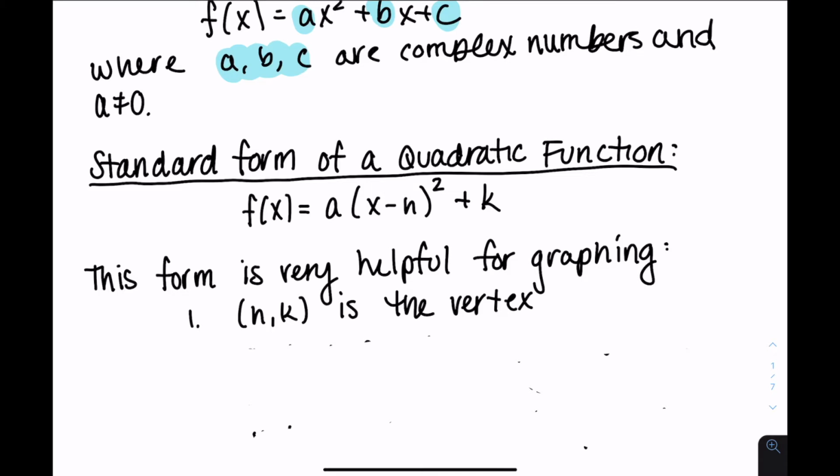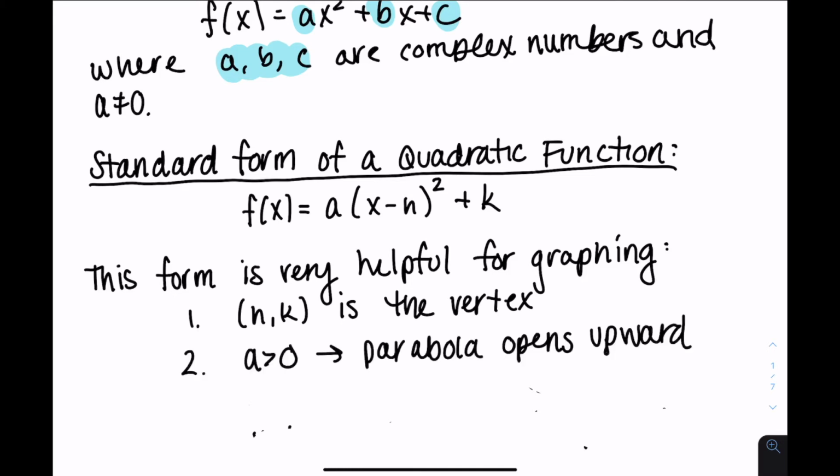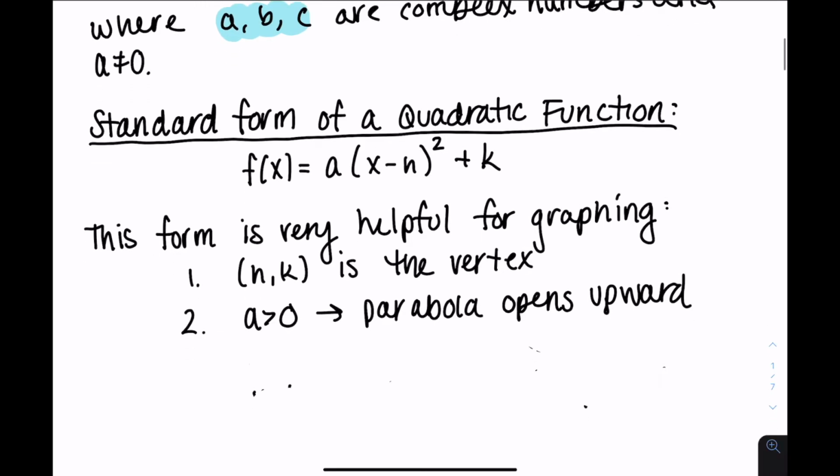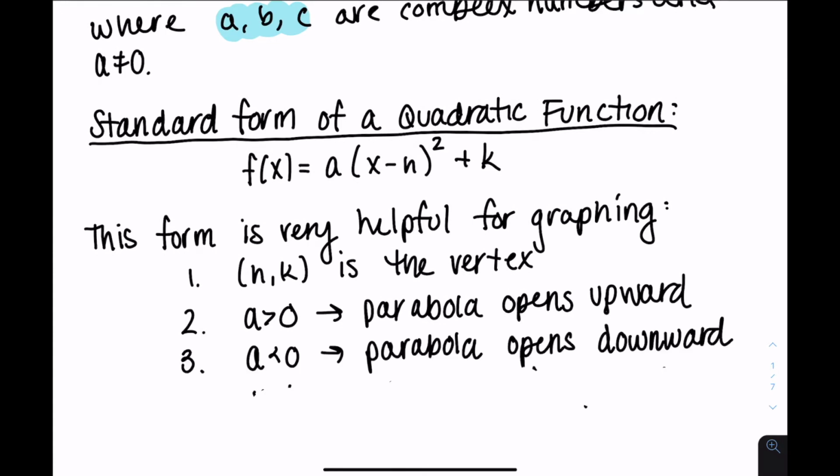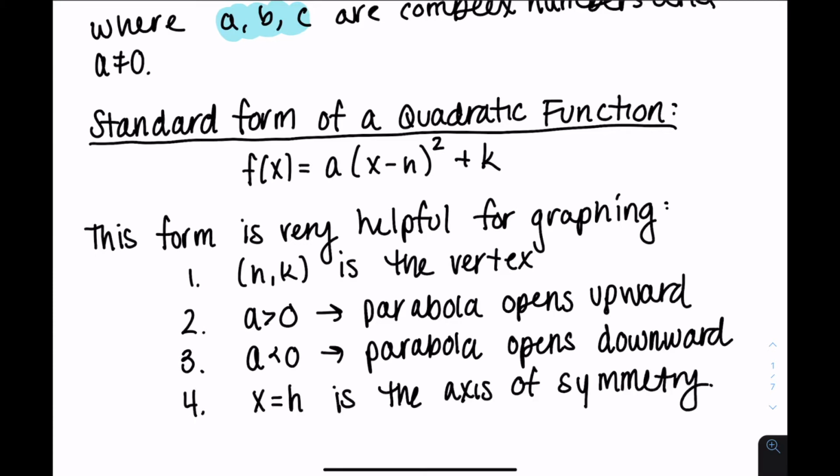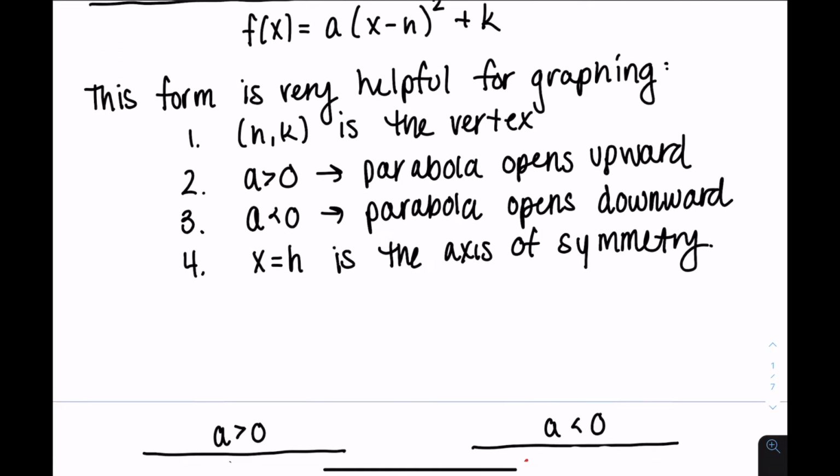Also, based on the value of a, we know the orientation. Is it going to open up or open down? So if you think of y equals x squared, that opens upwards. So if the value of a is positive, we know the parabola will open upwards. If the value of a is negative, then it's going to be opening downward. And then also, this parabola, this quadratic function, is symmetric about that vertex. So also, x equals h, which is that x coordinate of the vertex, is our axis of symmetry. So basically, the parabola can be reflected across that axis, and you get exactly the same thing.